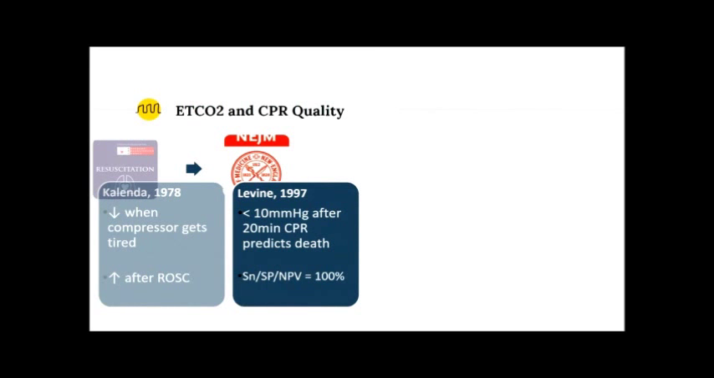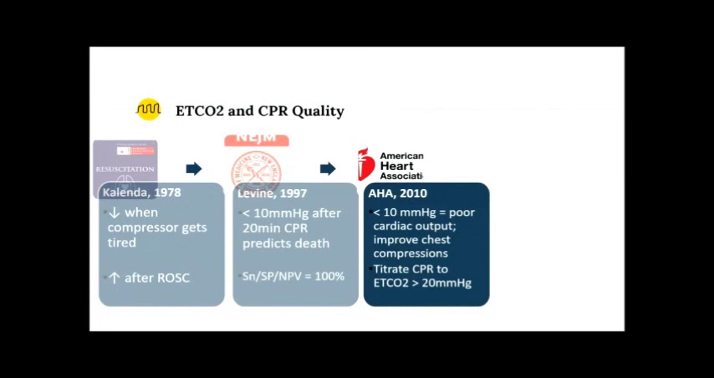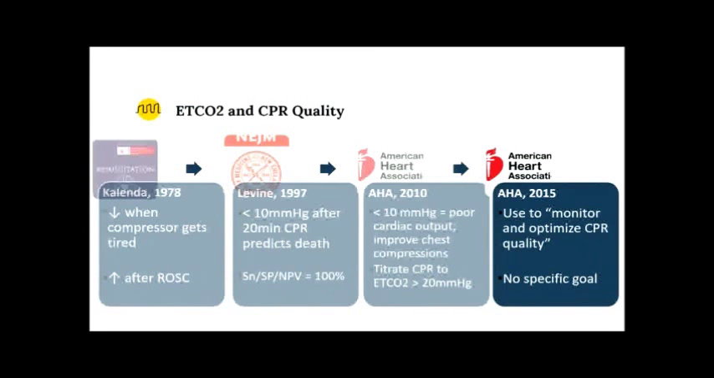So the AHA in 2010 summarized the literature available to them and made a statement in our ACLS guidelines that an end-tidal less than 10 equals a poor cardiac output, and as such, we should be trying to improve our chest compressions. They went on to say that we should actually be trying to titrate our CPR compressions to an end-tidal CO2 of 20. In 2015, they backtracked on that a bit because they realized there was insufficient evidence to suggest titrating CPR to an actual CO2 level. So we have no specific goal that we should be looking at. But what they did say is that capnography should be used to monitor and optimize CPR quality.